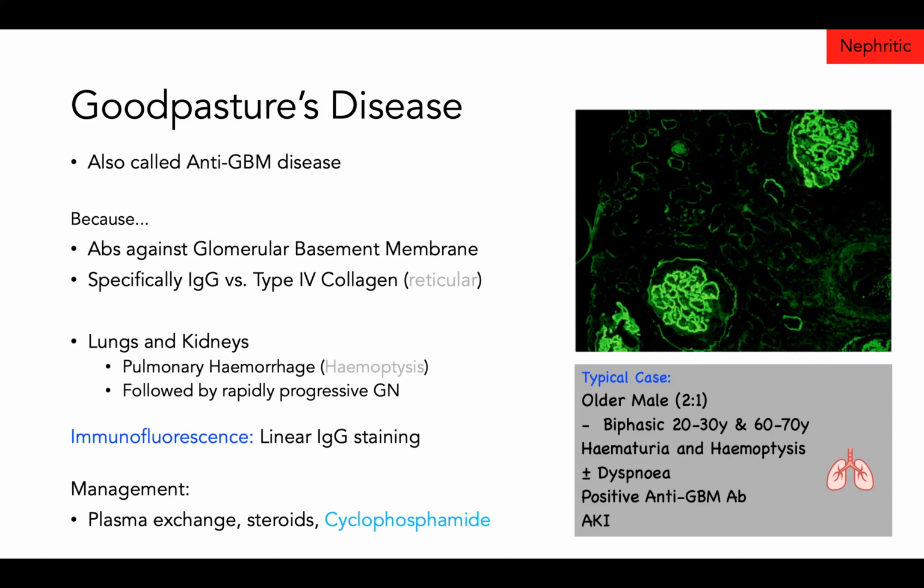Presentation is with coughing up blood and with peeing blood, and there may also be some other respiratory symptoms like dyspnea, shortness of breath, due to the impairment of the exchange surface in the lungs. If they're being very kind, they might tell you there's a positive anti-GBM antibody. I think that would just be giving it away, but there you go. And because Goodpasture's causes a rapidly progressive glomerulonephritis, these patients may first present to you with an AKI.